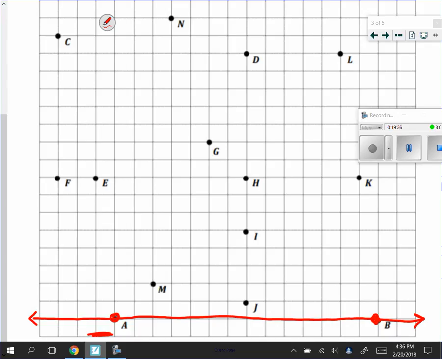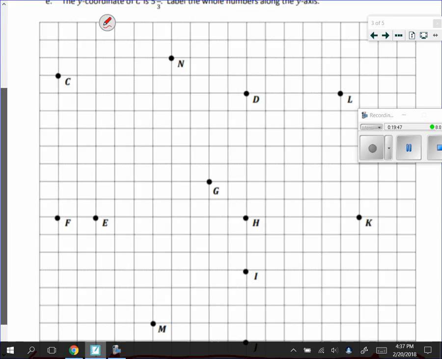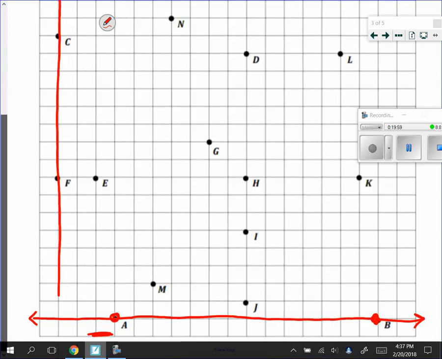The next part says, construct a perpendicular y-axis that passes through points C and F. So you need to locate points C and F and draw your y-axis. Label the origin.